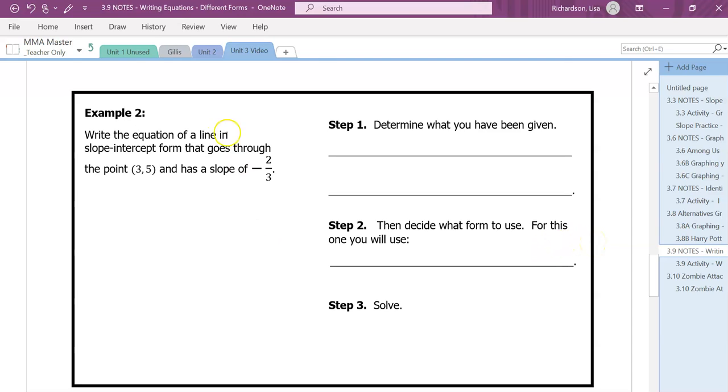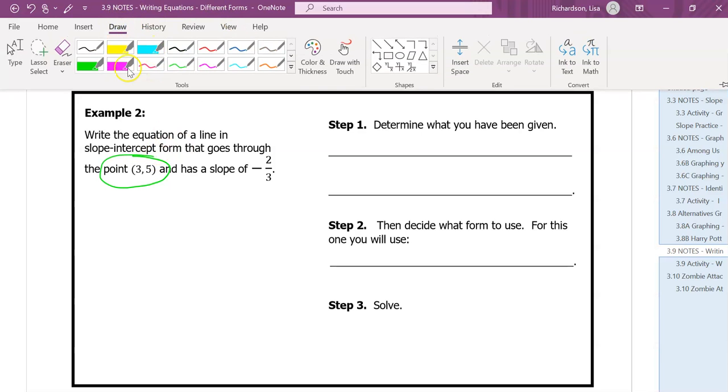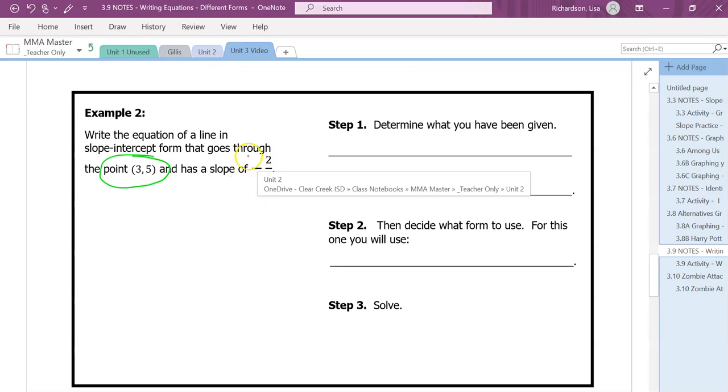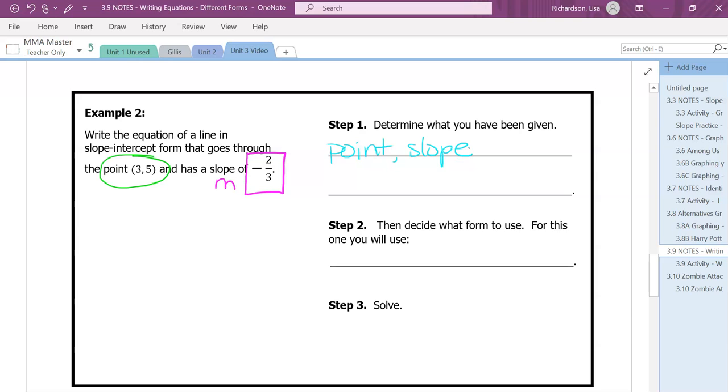All right, so on the first thing, determine what you have been given. So the first thing I see right here is a point. Okay, and we actually graphed these not too long ago on the Harry Potter graphing. So now I'm going to come over here and I've been given a slope. Slope is represented by the letter m too. So I definitely have my m. So I have a point and I have a slope, correct? So what form could we use? The point slope form, okay?